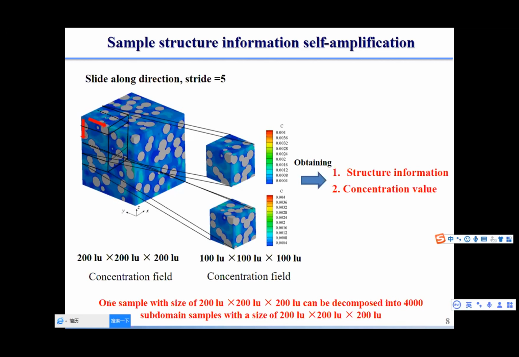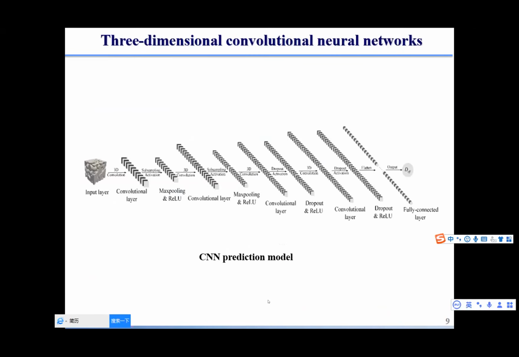Based on this idea, for example, we can use one sample with a size of 200 cubic. It can be decomposed into 4,000 subdomain samples of a size like this. So the number of samples was greatly improved. So this is our self-amplification model. Based on this, we set up a three-dimensional convolutional neural network. This is the prediction model.